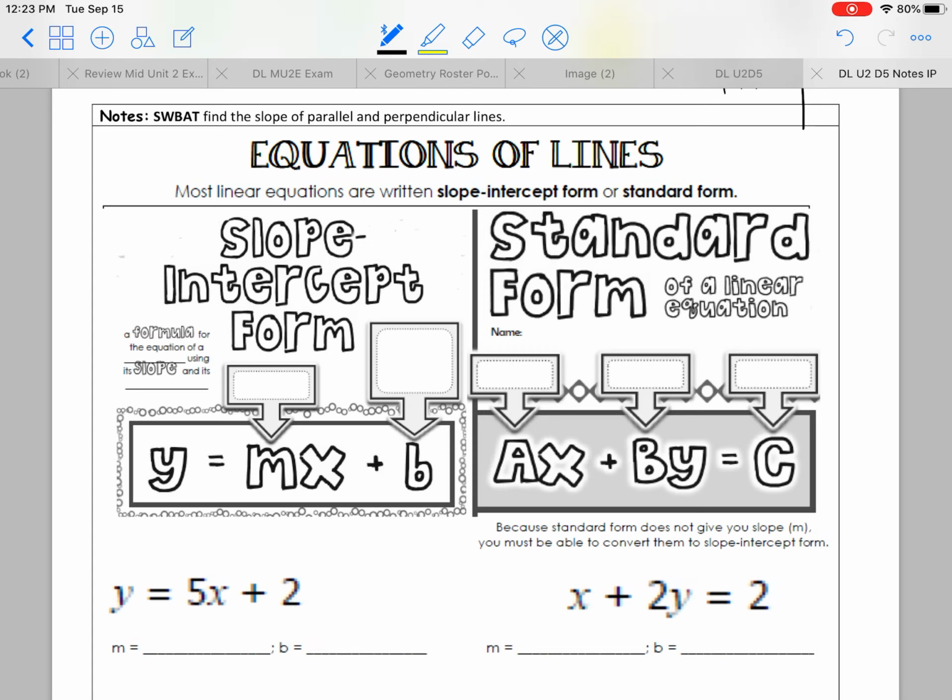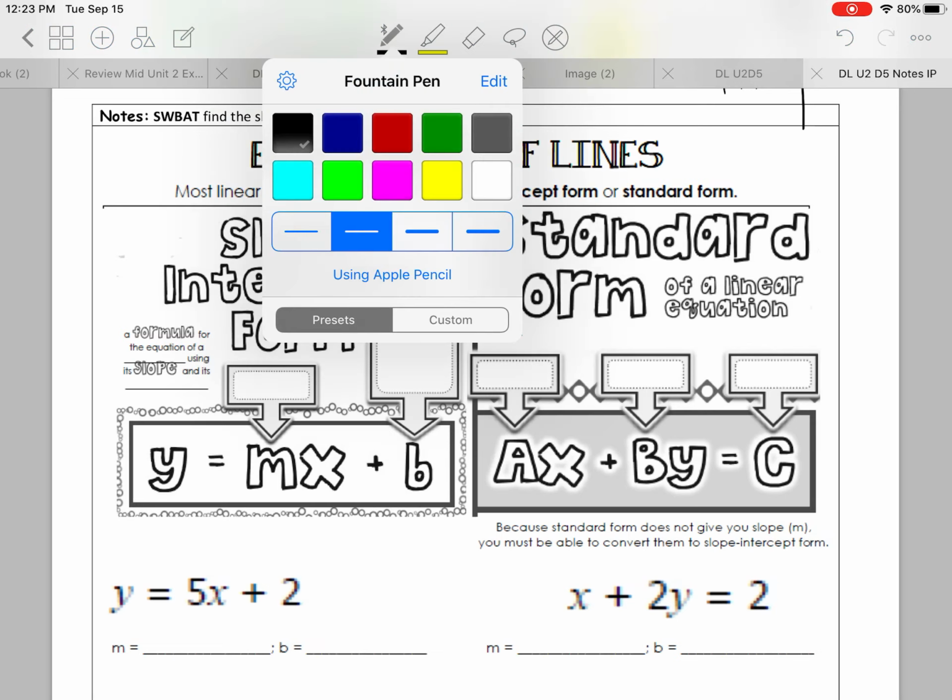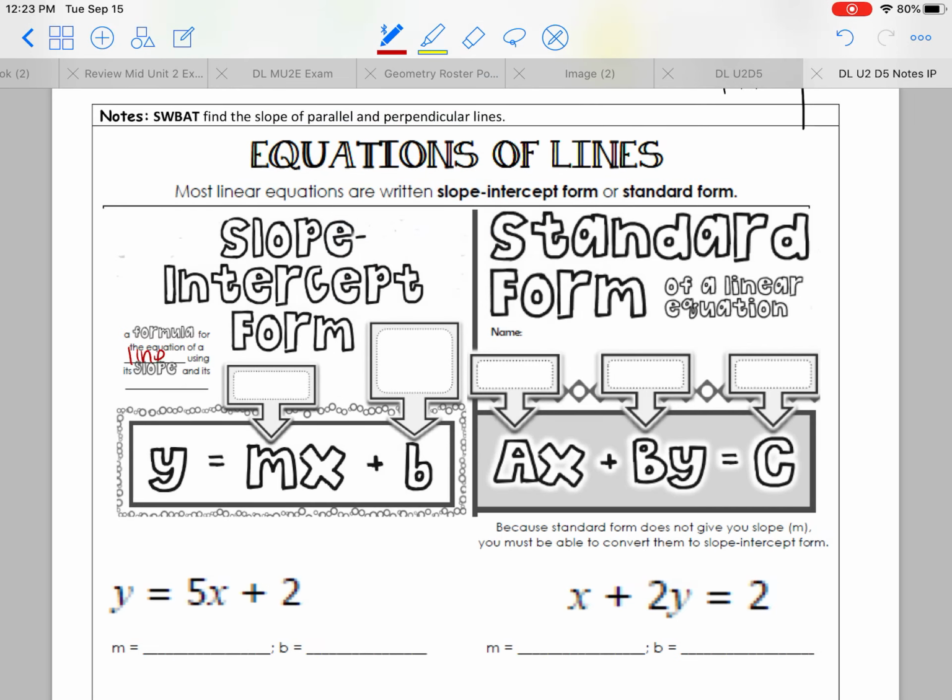The slope-intercept form is the formula for the equation of a line using its slope and its y-intercept. The slope is represented by the letter m, and it's the coefficient of x. Here we put the slope, and then b is our constant number, and b is our y-intercept.